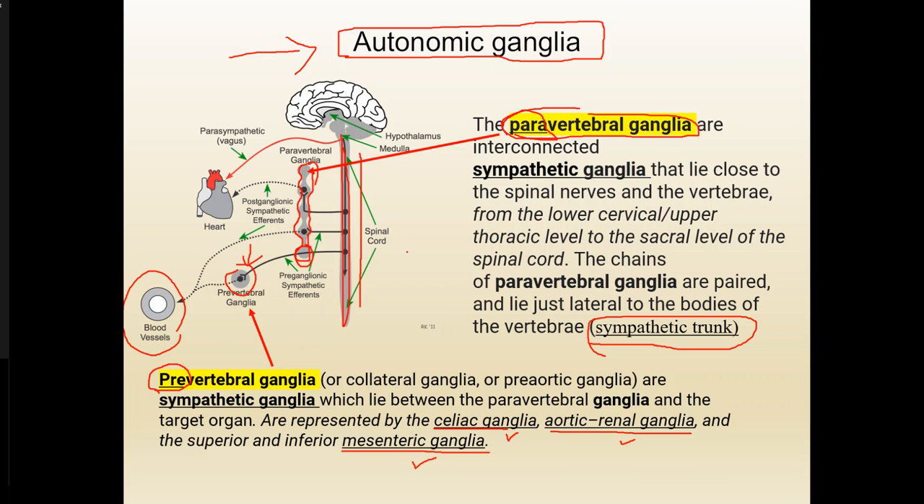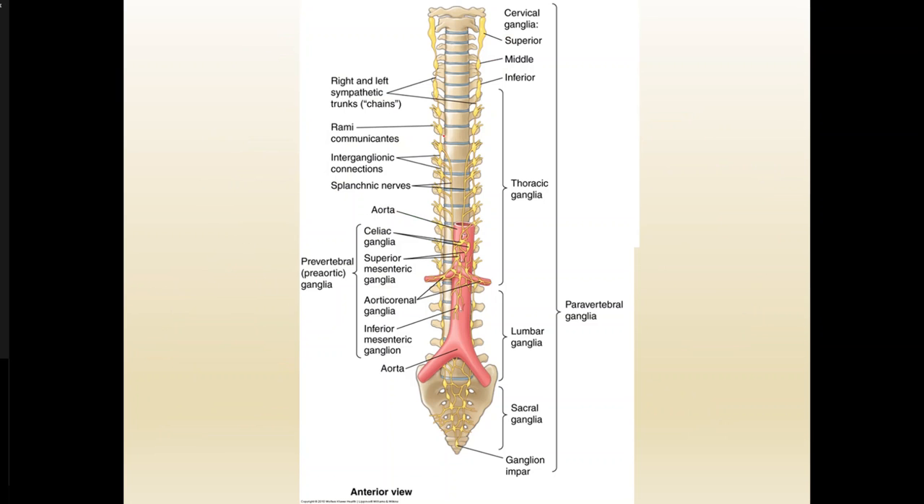This is a very schematic picture, but if you want a more realistic drawing, this is your sympathetic trunk. Of course, you have one on the right and one on the left, and these are all the ganglia here. These are ovoid structures that contain cell bodies of neurons. See how they all run parallel on left and right. This is your trunk. All together, these are your sympathetic trunks.